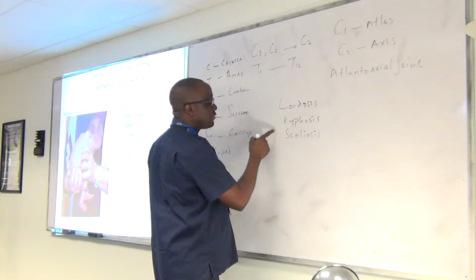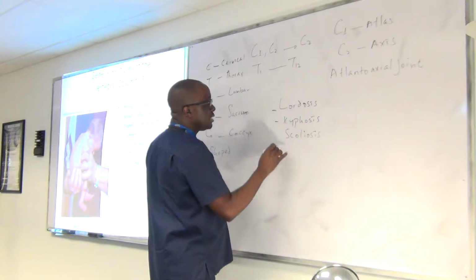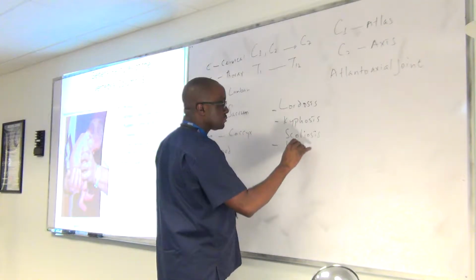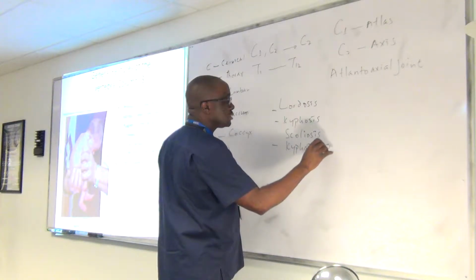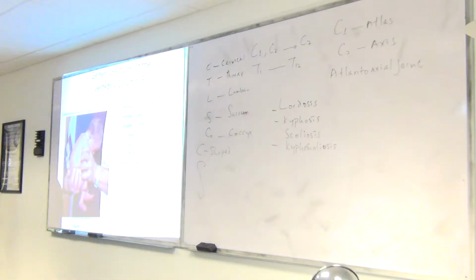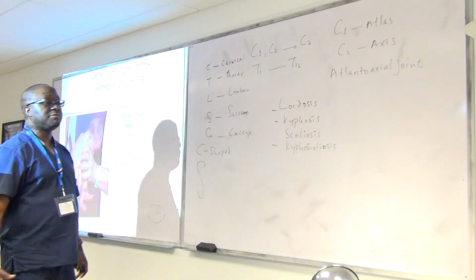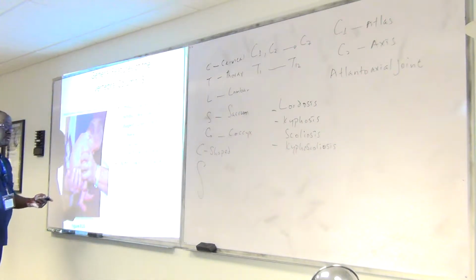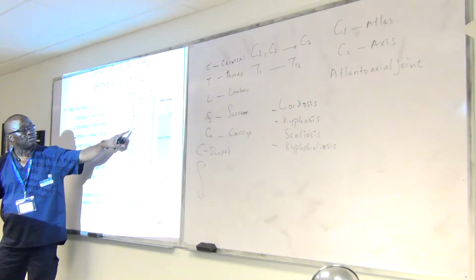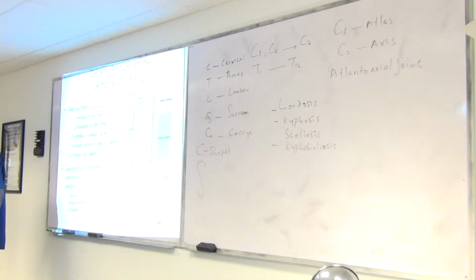So lordosis, kyphosis, scoliosis, and kyphoscoliosis. So how would you describe lordosis? Outward protrusion of the lumbar. Multiple gestation and obesity can cause that. Also deformity of the cartilage or the joints between each of the vertebral bodies can also cause it.